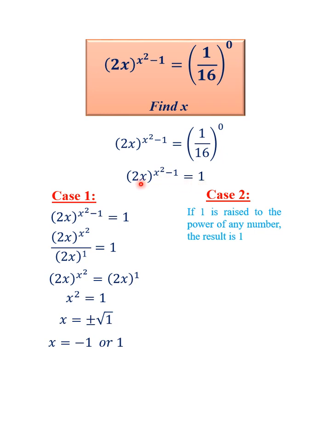If we set 2x to be 1, that means 1 raised to x squared minus 1 will definitely be 1. So we can set 2x to be 1. So if this is correct, definitely 2x is equal to 1, which means our x will be equal to 1 over 2 by the time we divide both sides by 2. So the solution to this problem becomes x equals minus 1, 1, and 1/2. And this is the answer to the question.